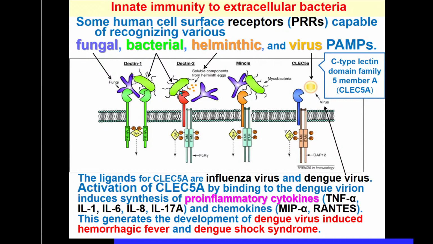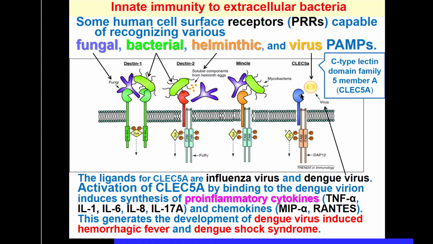The dectin-2 receptor, also of the dectin family, recognizes fungal products, usually polysaccharides, bacterial polysaccharides, and polysaccharide soluble components of helminths. Mincle receptors, you know, are macrophage-associated lectin receptors. They recognize fungal and bacterial patterns, among bacteria first of all mycobacterial patterns.